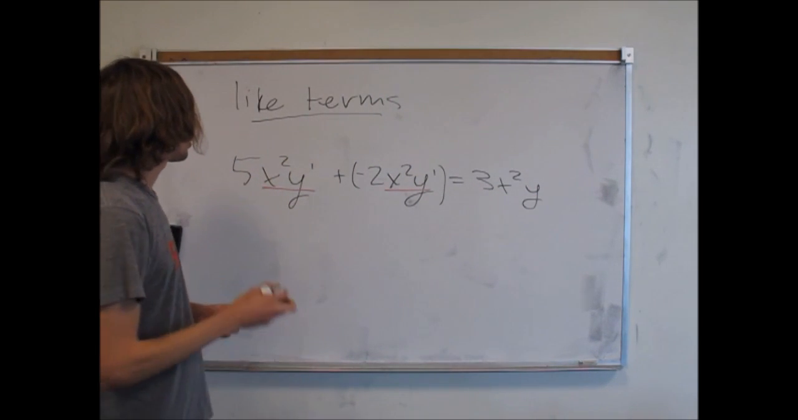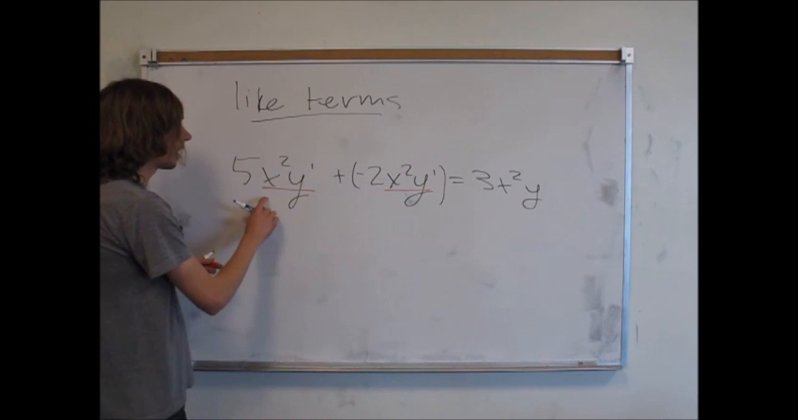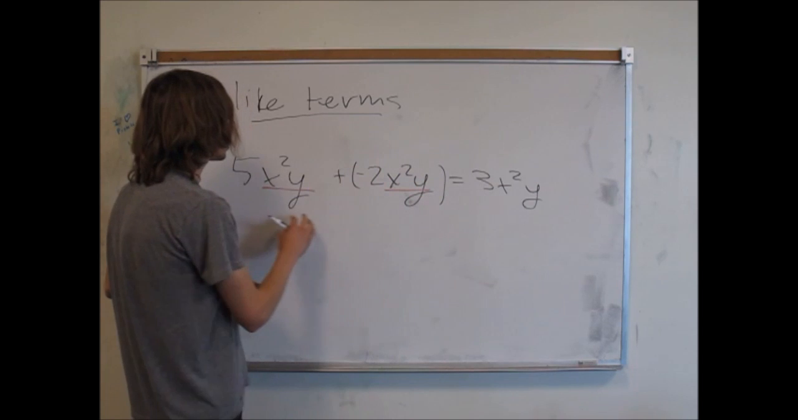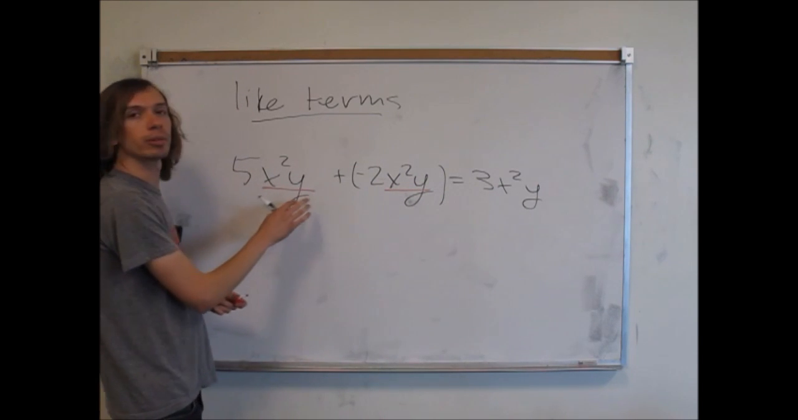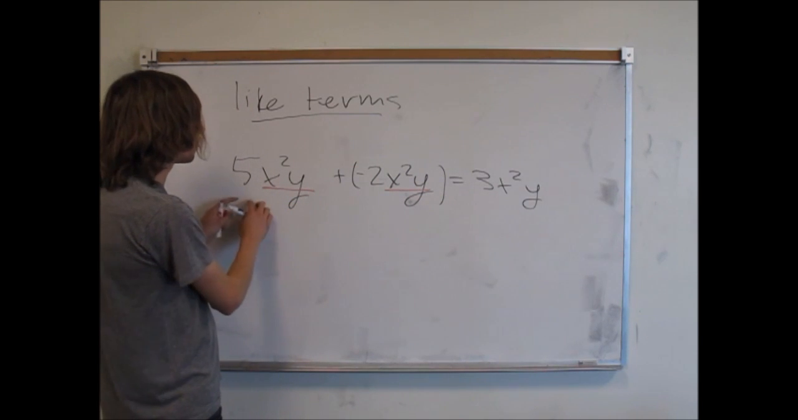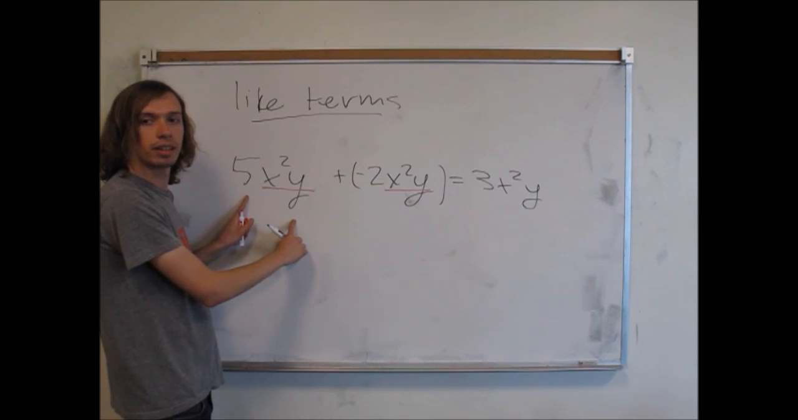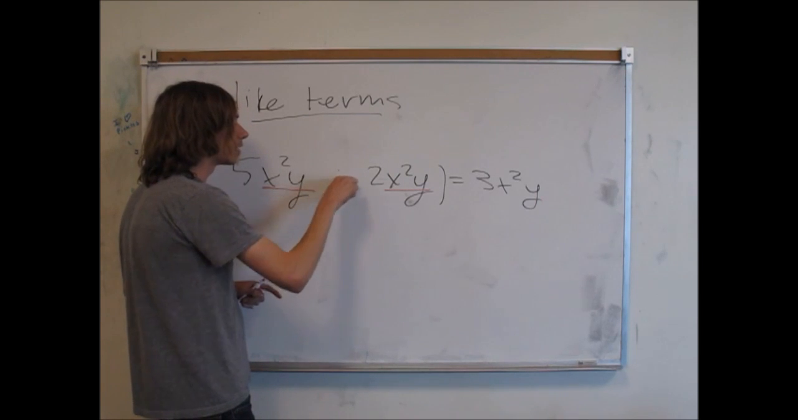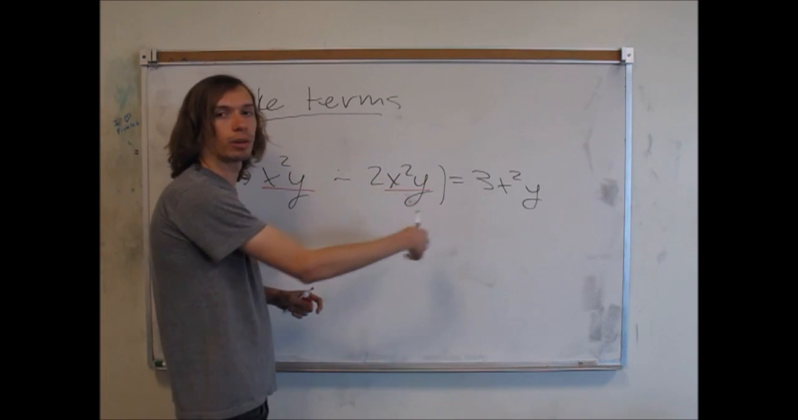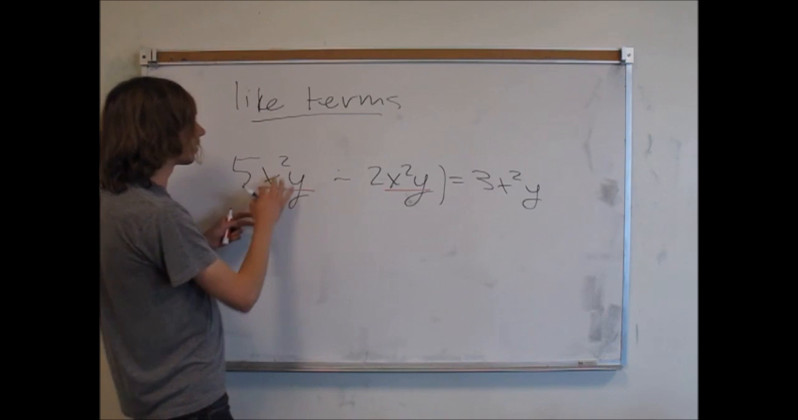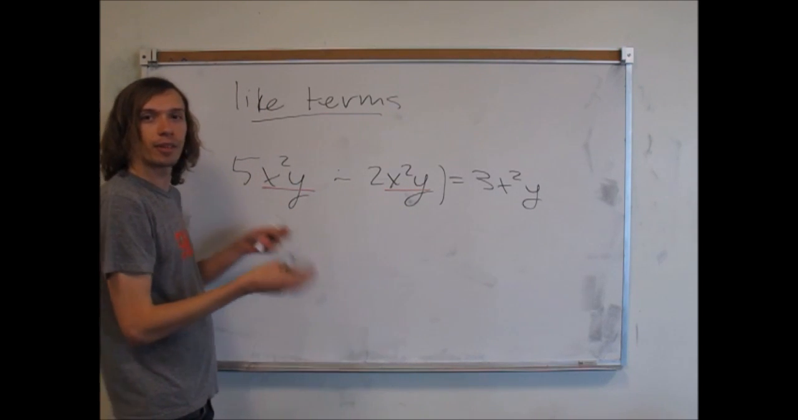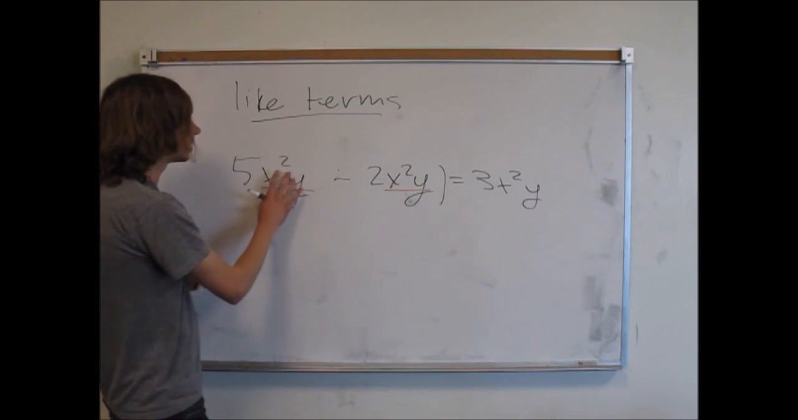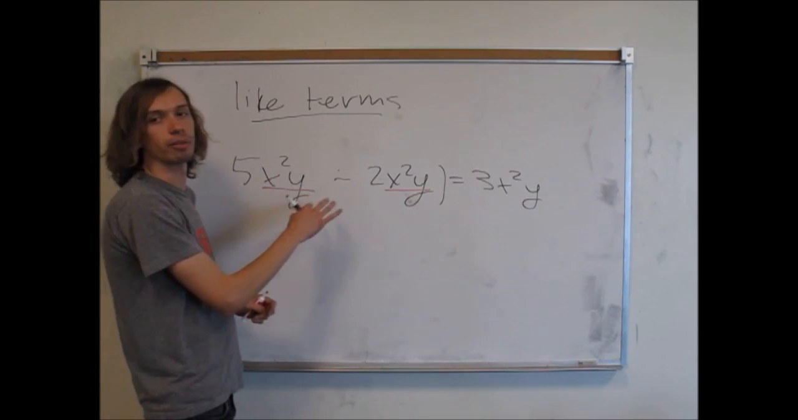Another way to think about this is that this x squared y is sort of like what defines this monomial, right? You have 5 of these x squared y's, and then over here we're saying plus negative, but you could say you're taking away 2 of those x squared y's. So if you have a basket of x squared y's, and you have 5 of them in there, and you take out 2, you're going to have 3 left. So this is sort of like an identity of this monomial, is the variables that are involved in it.